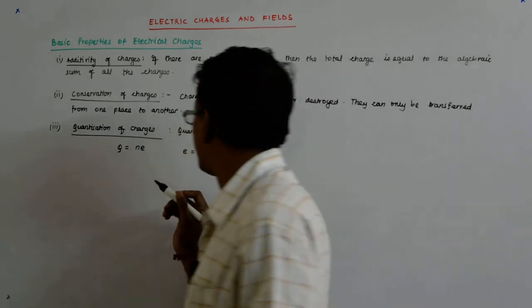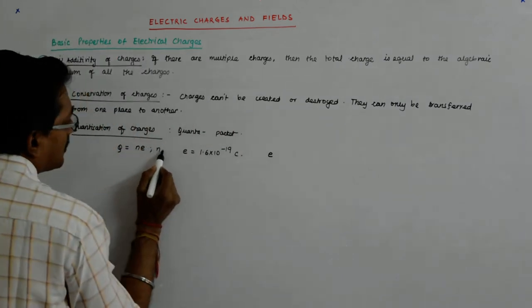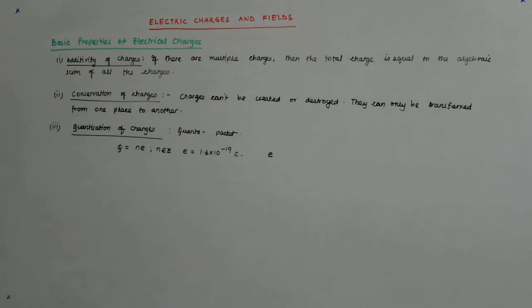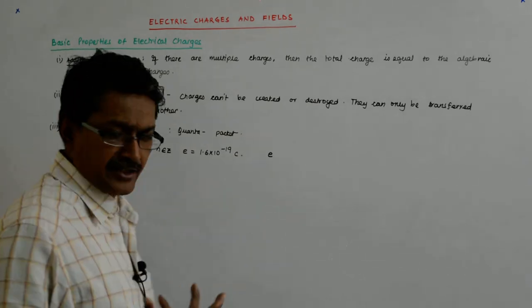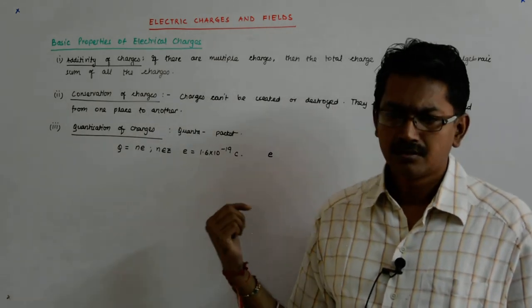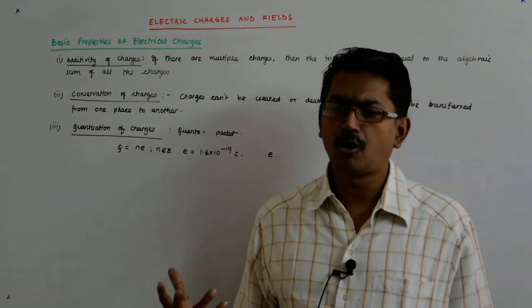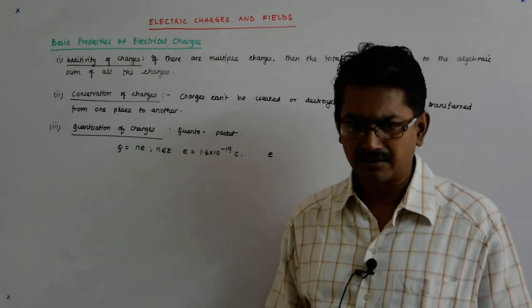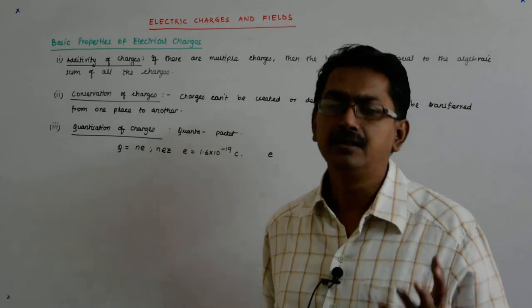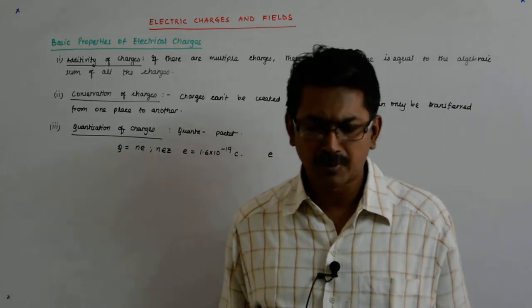Understand? N belongs to an integer. So what is N? N is an integer. What is N defined as? Like, what is the number? Any charge that you get will be an integral multiple of the basic charge, 1.6 into 10 to the power minus 19. It will never happen that you get 2.5e. If you're getting that, there is something wrong about it.